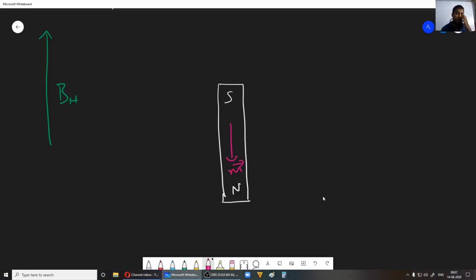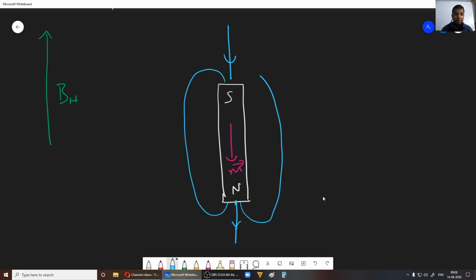Yes, here I have considered M to be anti-parallel to BH, the horizontal component of the Earth's magnetic field. Now if you look at the magnetic field pattern, it looks like this. So this is the axial magnetic field, whatever I have drawn here, right? And the magnetic field is also there in the form of closed loops, as we have studied.